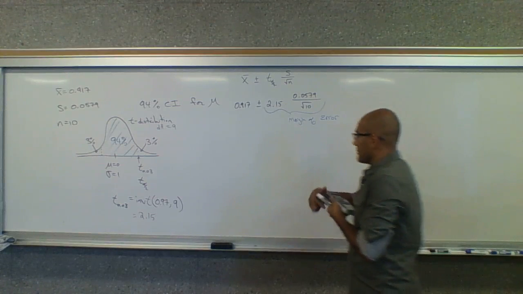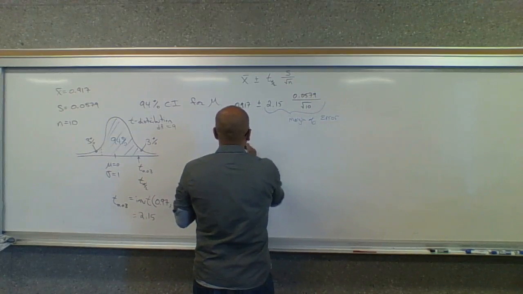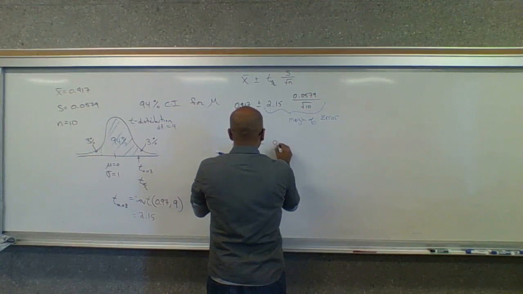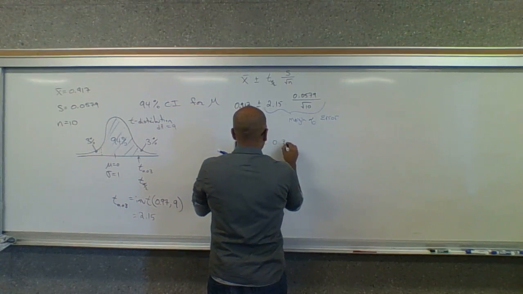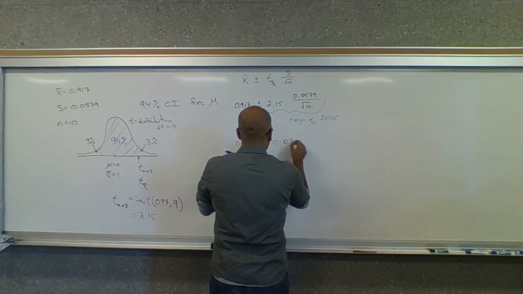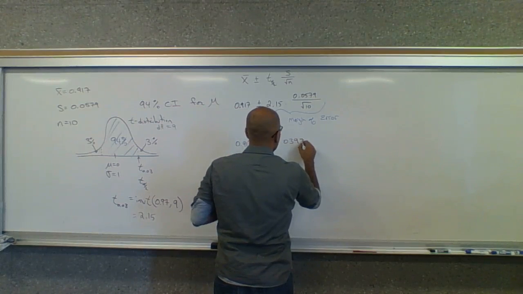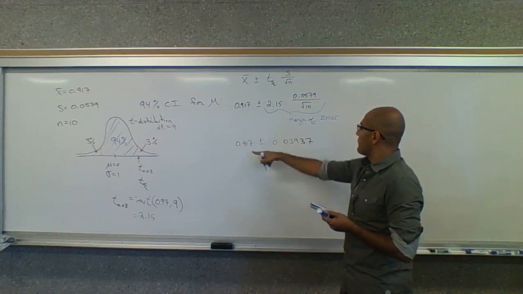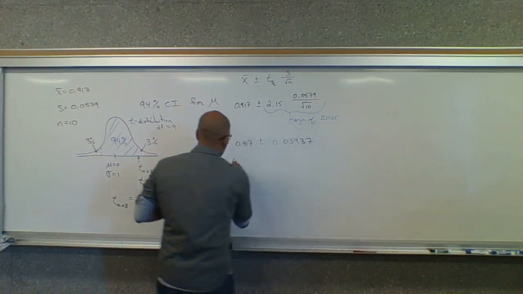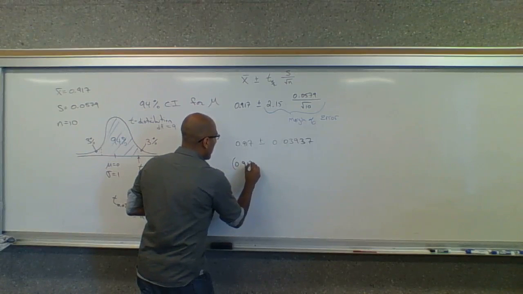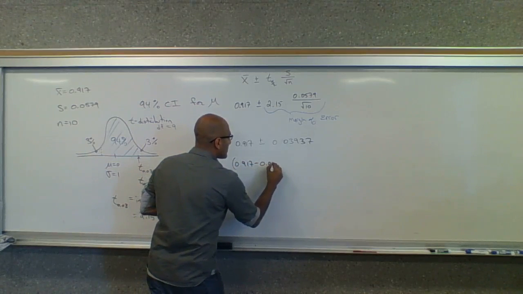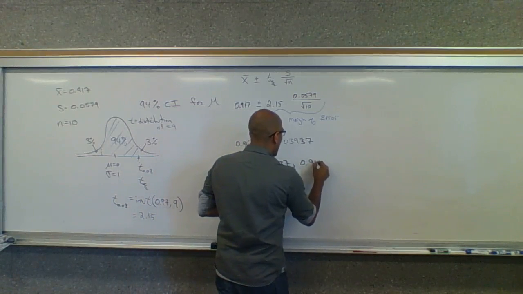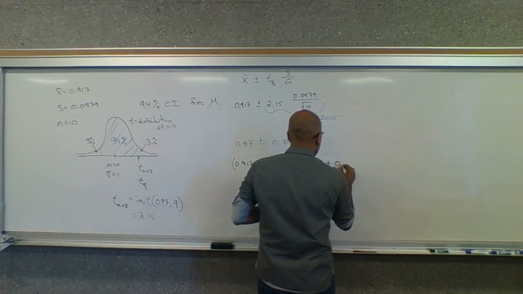So this is 0.917 plus or minus 0.03937. If we subtract it, we get the lower bound, and if we add it, we get the upper bound. 0.917 minus 0.03937, comma, 0.917 plus 0.03937.